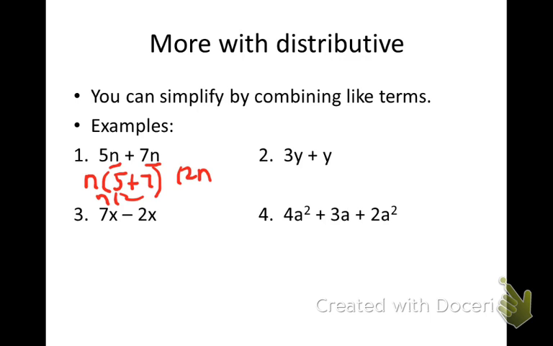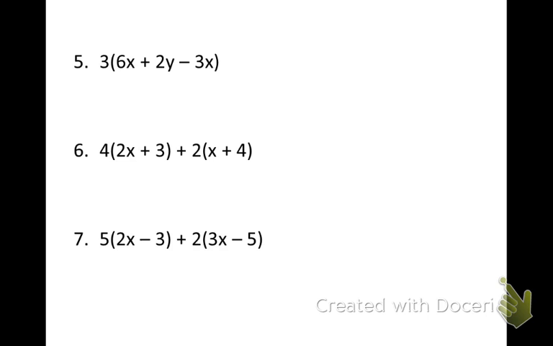Now we don't usually go through that, we just go directly to the answer. So 3y, and this is where we talked about the 1 being in front of there, 3y plus 1y would be 4y. 7x minus 2x would be 5x. 4a squared, I can only put that with other a squareds, that would be 6a squared. And then I don't have any other a, so plus 3a, and that would be as far as I could go on that. So that's combining like terms. And distributive is really the reason why I can do that.